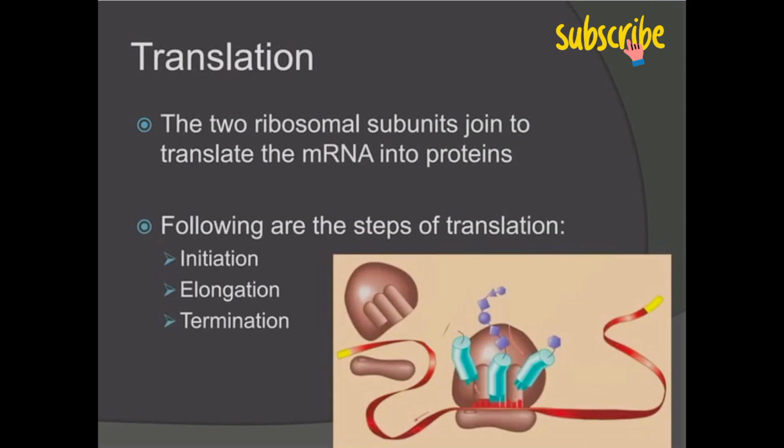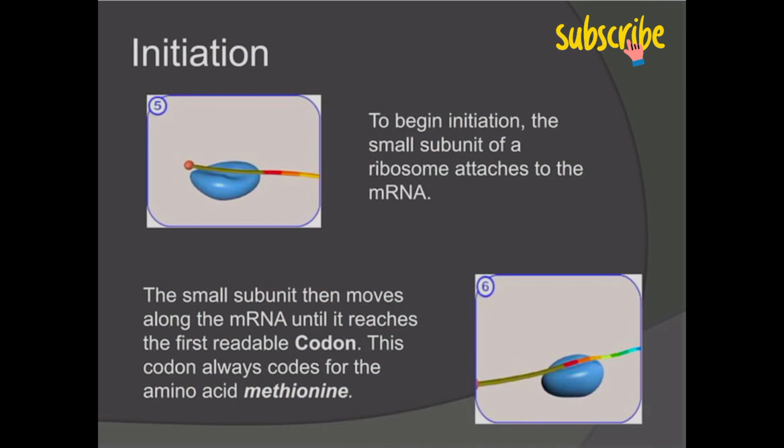The two ribosomal subunits join with the help of magnesium ions to translate the messenger RNA into protein. The following are the steps of translation: initiation, elongation, and termination. What is initiation? It is the first step of translation. To begin initiation, the small ribosomal subunit attaches to the messenger RNA. The small subunit then moves along the messenger RNA until it reaches the first readable codon.